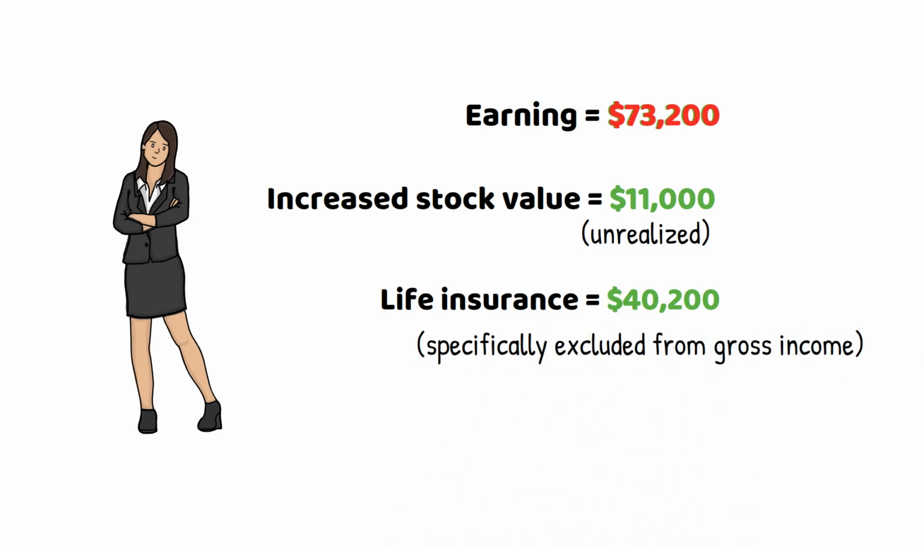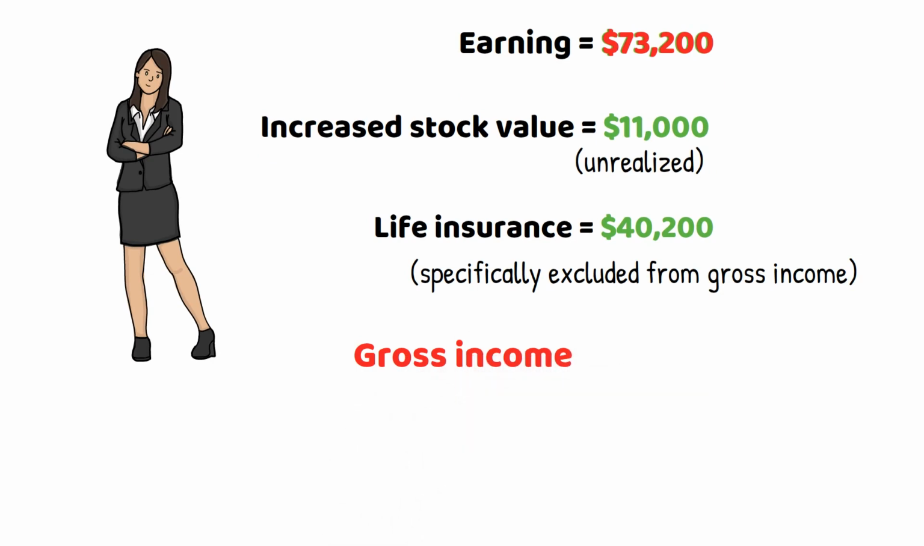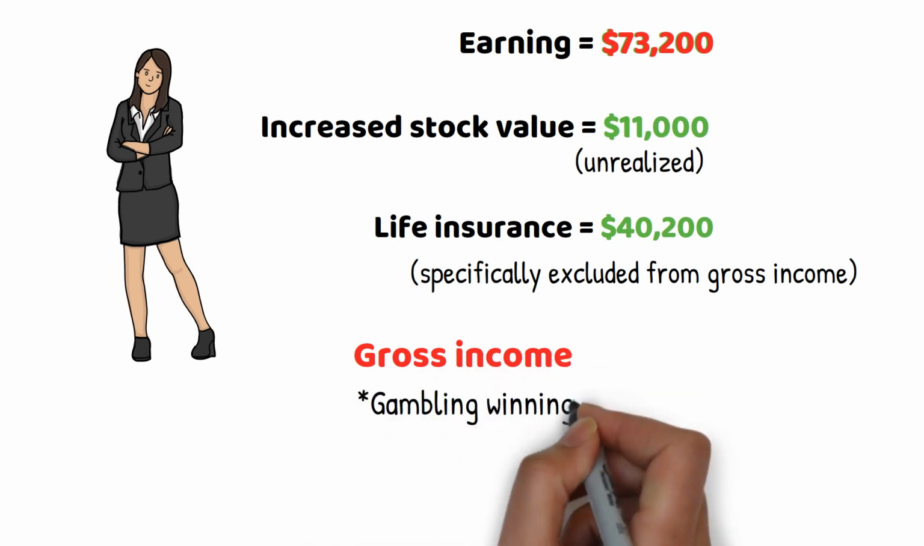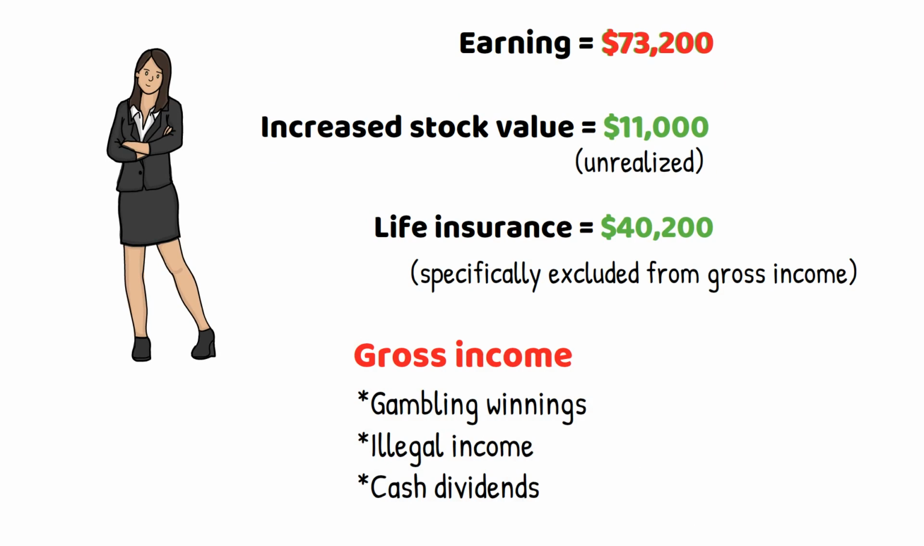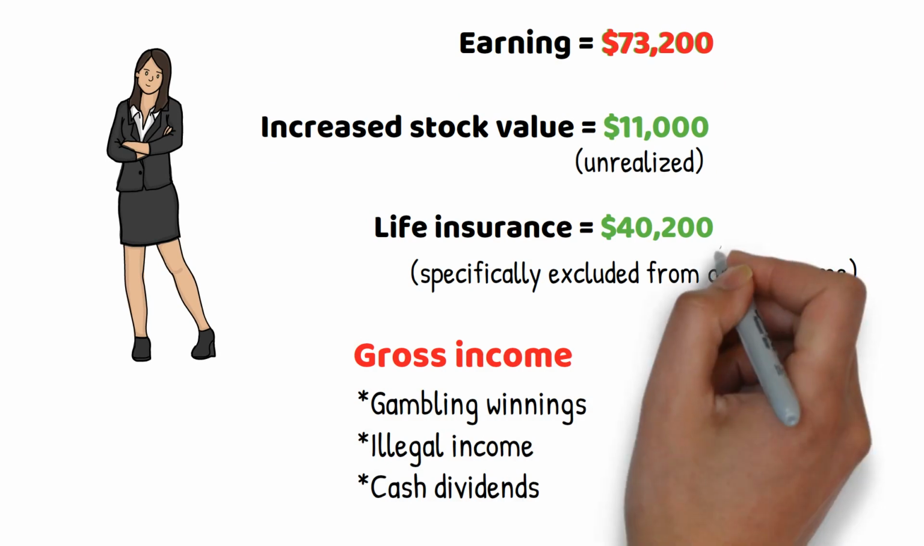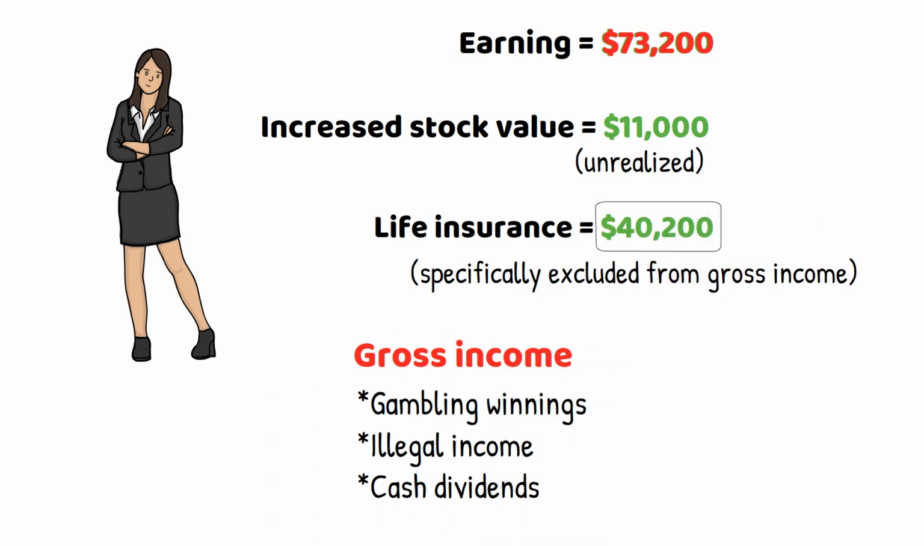Internal Revenue Code. Gross income includes a variety of items like gambling winnings, even illegal income, and cash dividends. However, the face amount of life insurance received due to the death of the insured is not considered gross income. It's one of those unique exceptions in the tax code.